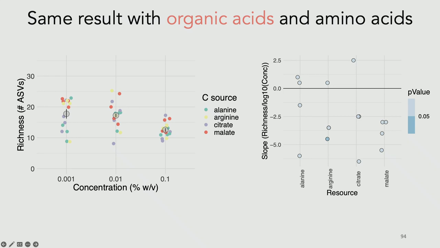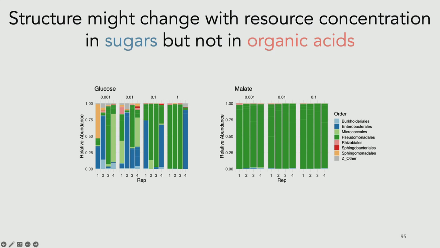But the question you might have is whether at least the structure is changing. Well, I'm just showing you here glucose and malate. For sure, if you look at these three concentrations in these organic acids, where there is mostly one family or order dominating, the structure doesn't change that much. We might see some change in glucose as you increase the concentration, but still there is a lot of variation. So it's difficult to decide. For sure you don't see many changes, but here it is also difficult to pinpoint how the structure is changing.